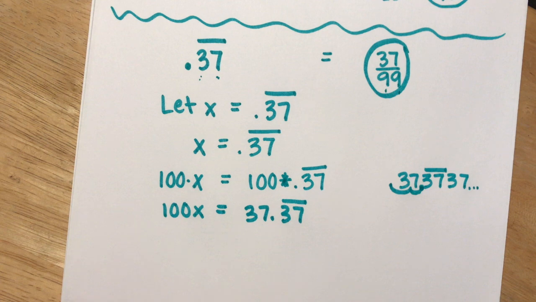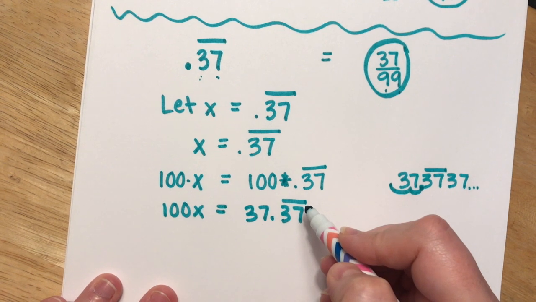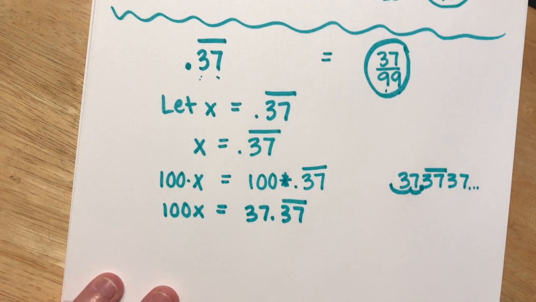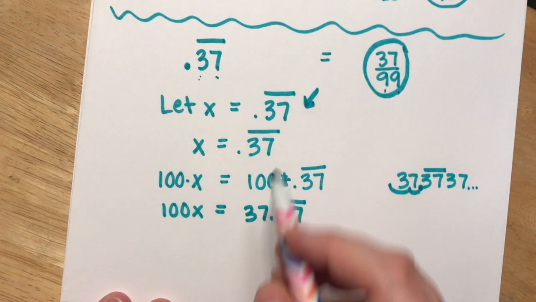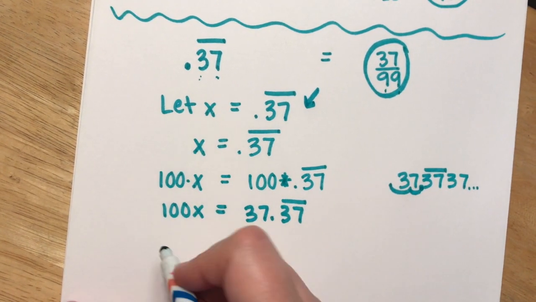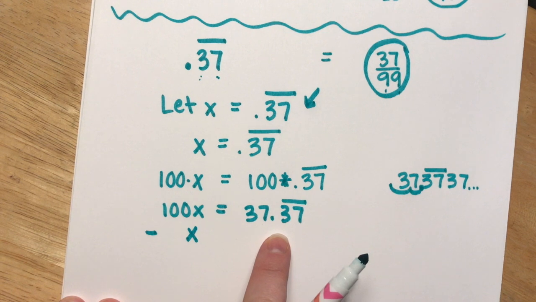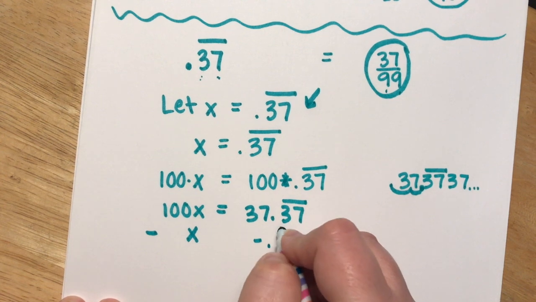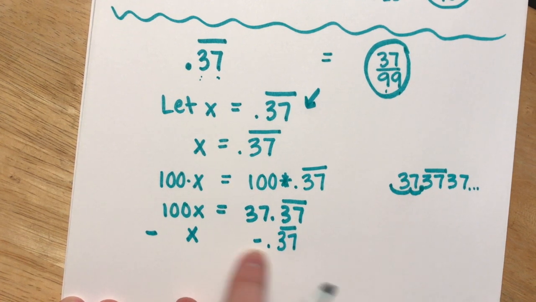Now, I want to get rid of this right here. I want to get rid of that repeated number because I can't do anything with it. I just need to work with a whole number. So I need to get rid of that. Well, I know up here that x equals 37 hundredths repeated. So I could subtract an x over here, and I could subtract an x over here because I'm doing it to the same side. But in this case, I'm not going to write the x. I'm going to write subtract 37 hundredths repeated because they equal each other. Because they equal each other up here, I can subtract it down here, and it's still balancing the equation.